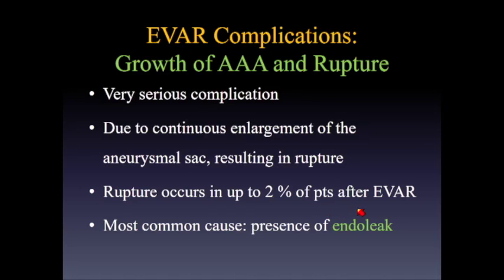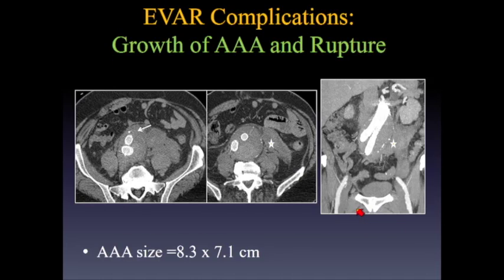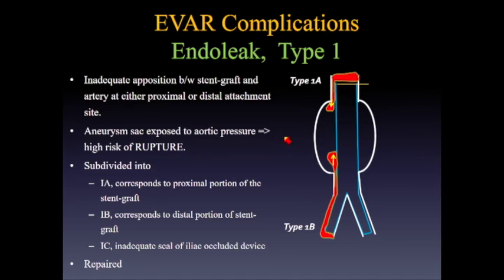And the most common cause is endoleaks. So we're going to try to evaluate the endoleaks and see how we can divide them. Type 1 endoleak usually is due to inadequate apposition between the stent graft and the artery, either in the proximal portion of the stent graft, and that would be type 1A, or in the distal portion, it would be type 1B. They also have a type 1C that is due to inadequate seal of an iliac occluder device. And when type 1A or B is detected, then it requires some repairs.